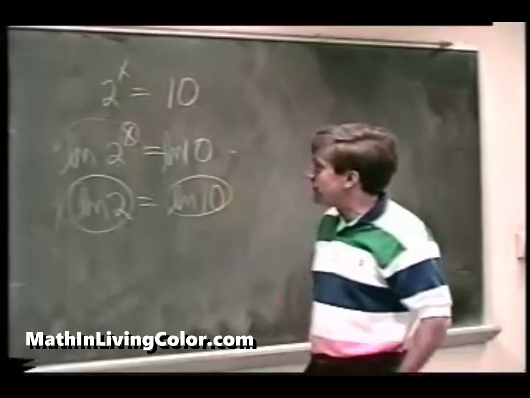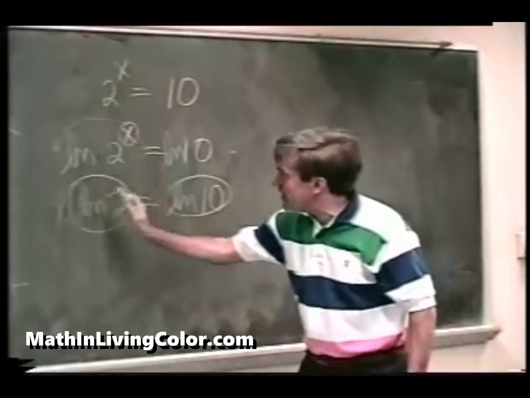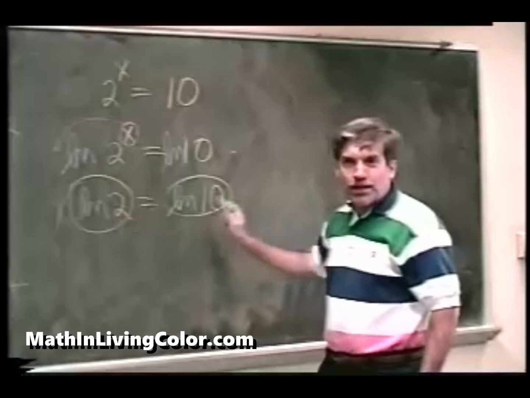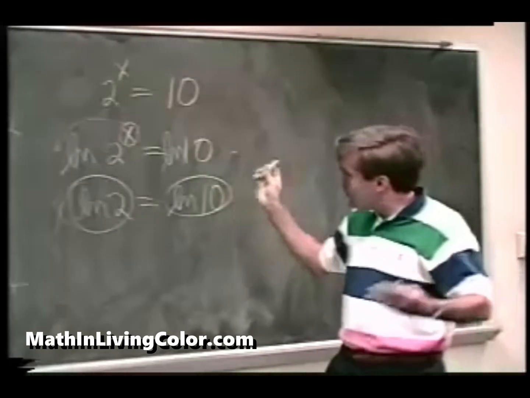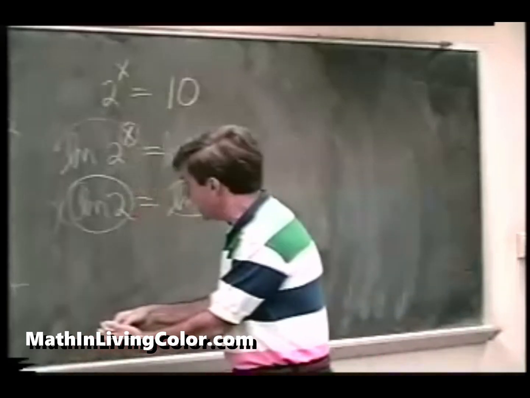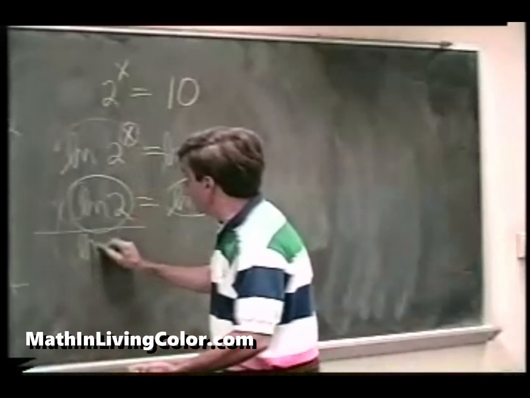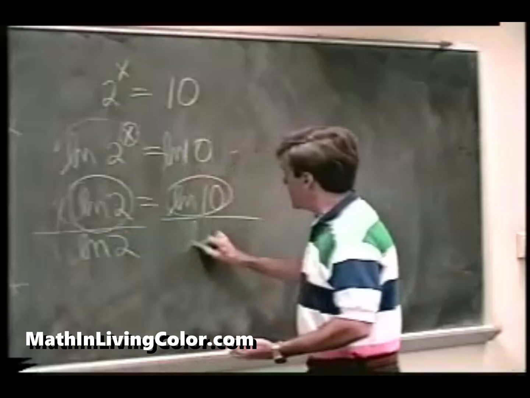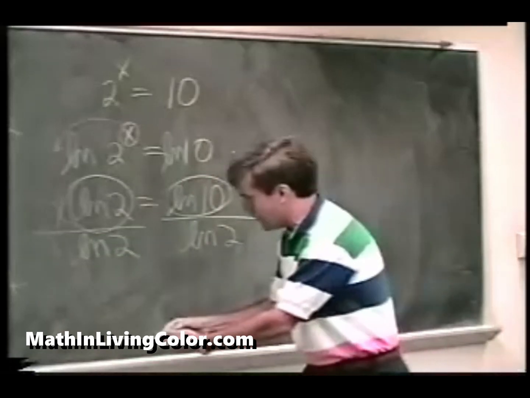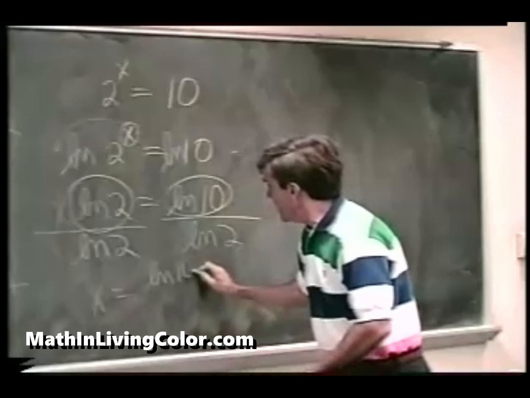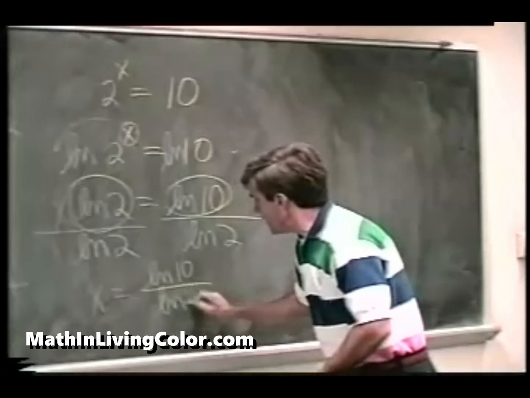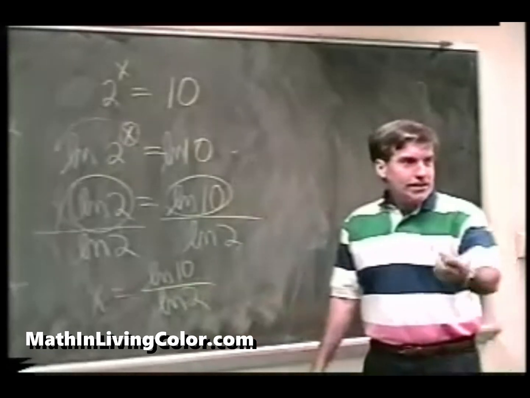So what would you have to do if you've got x times a number equal to another number? What would you have to do to find x? Divide both sides by the ln of 2, right? Now tell me, what does x equal? x equals the ln of 10 divided by the ln of 2. Can you calculate that?